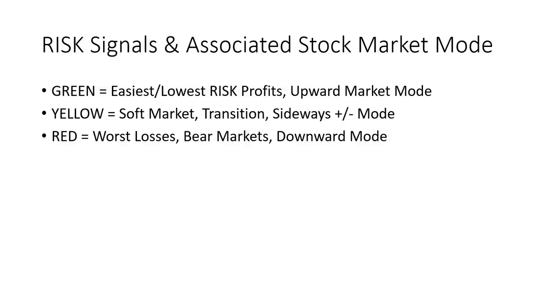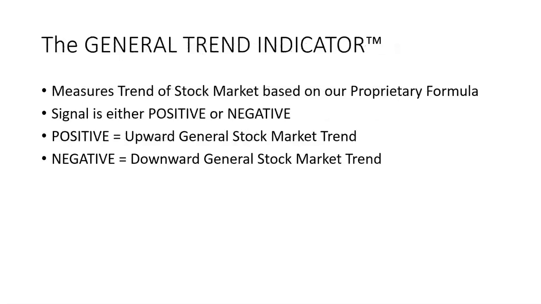And what you're going to find is when the market mode or risk signal, you can refer to it either way, but when the market mode signal is red, the worst losses, including bear markets, are going to happen in a red signal environment. So when the signal is red, the market is generally in a downward mode. Next, let's take a look at the general trend indicator. The general trend indicator measures the trend of the stock market based on our proprietary formula. The signal is either positive or negative. When it's positive, we're in an upward general stock market trend. When the signal is negative, we're in a downward general stock market trend.